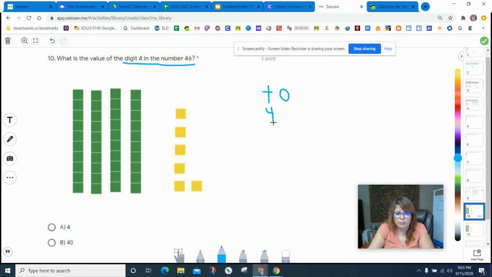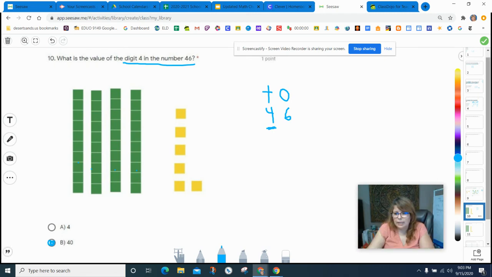Now you already have a picture, but they're asking you for the digit 4. So I'm going to underline it. And it's in the tens place. That means I'm going to go here on the tens place. And I'm going to say 10, 20, 30, 40. Or I can count by tens by looking at that, say 10, 20, 30, 40. So the value is 40. So it's letter B.